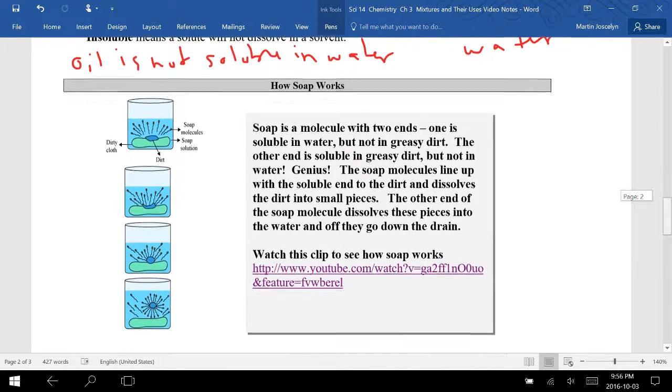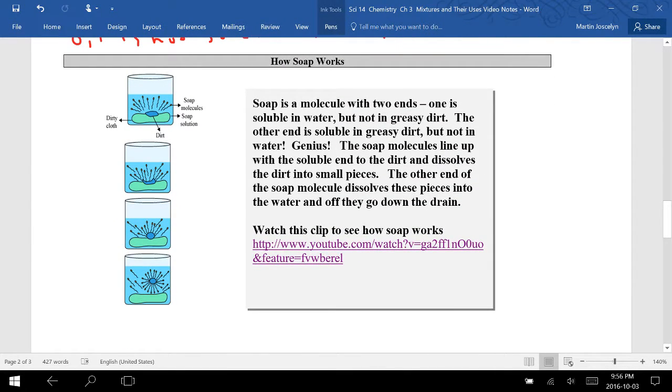Okay, we're going to talk a little bit about soap. So how does soap work? Soap is a molecule with 2 ends. One is soluble in water, but not in greasy dirt, and the other end is soluble in greasy dirt, but not in water, which is genius. So a soap molecule has 2 ends. One likes water, and one likes greasy dirt. The soap molecules line up with the soluble end of the dirt and dissolve the dirt into small pieces. The other end of the soap molecule dissolves these pieces into the water, and off they go down the drain.